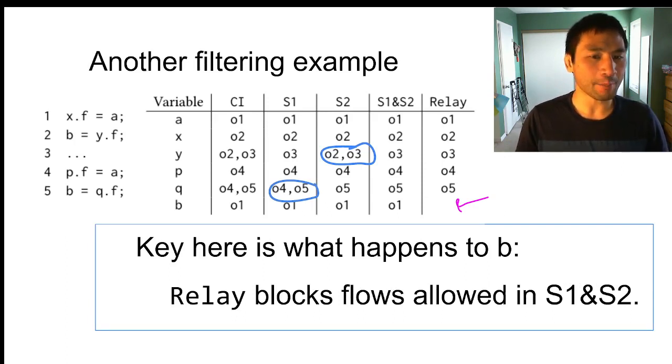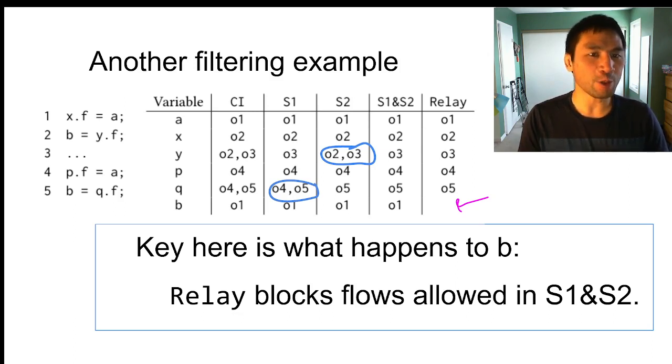All right, so here we have some code and we do points-to analysis on it. What happens here is that we have the context insensitive results. You can notice that across all the rows, A, X, and P are the same. Y, Q, and B vary. For Y, analysis S1 manages to prune the answers down to O3 only. And for Q, S2 manages to prune the answers from O5, O4 to O5 only, right?